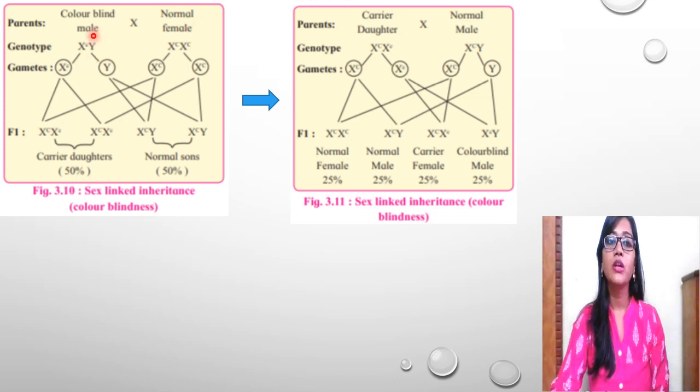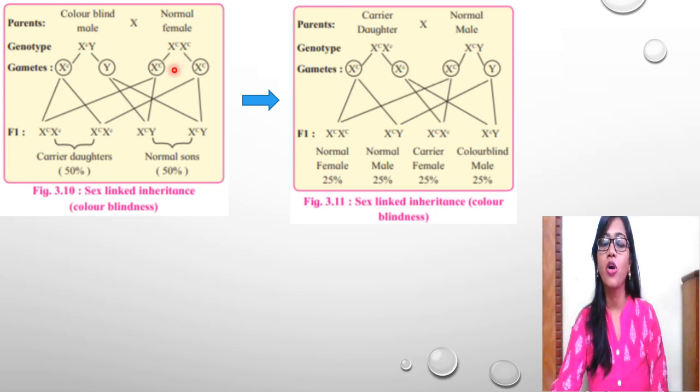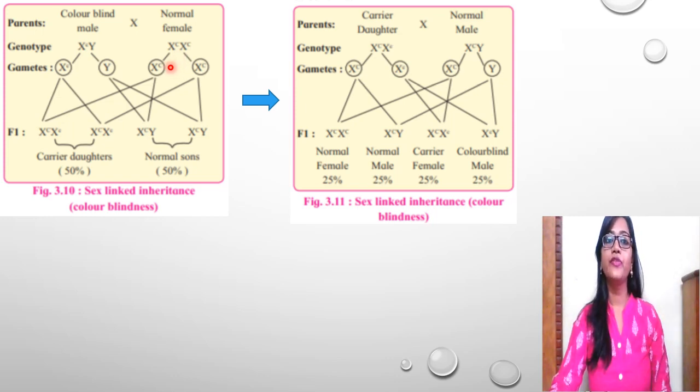Now if that colorblind male marries a normal female, here we are talking about a normal female, meaning that female has both X chromosomes with capital C. So that female has the normal gene. We discussed in the earlier slide that if the female is normal, the pair of sex chromosomes X and X will carry the dominant gene, capital C.